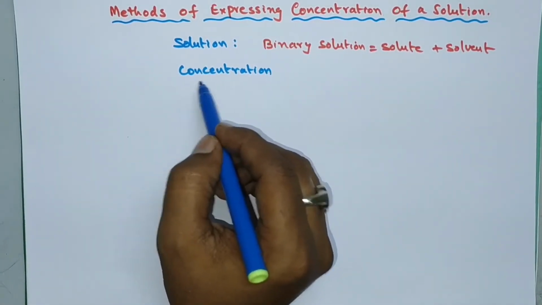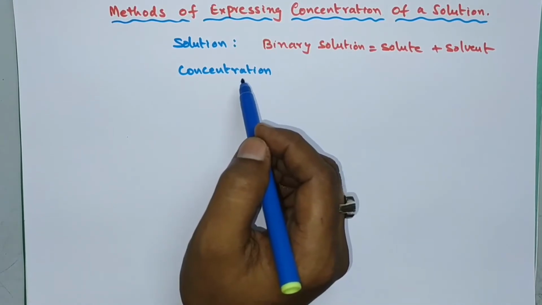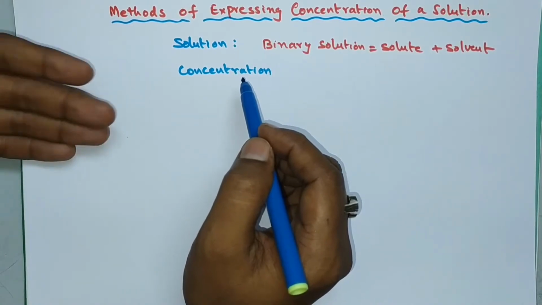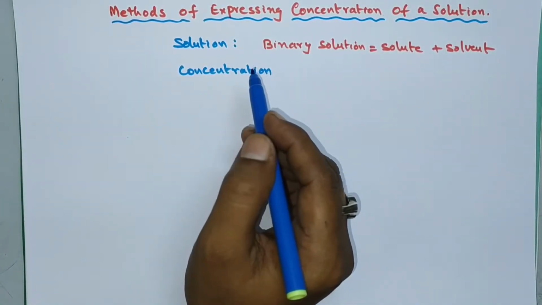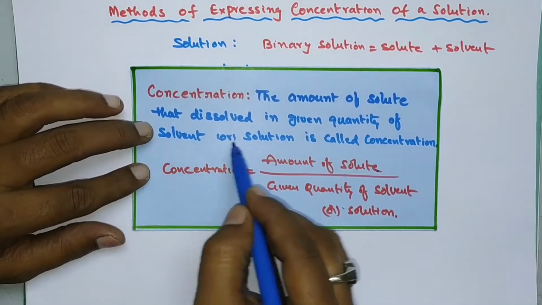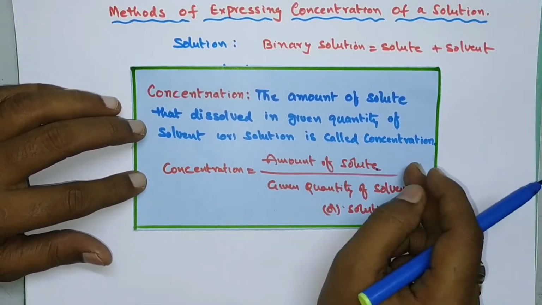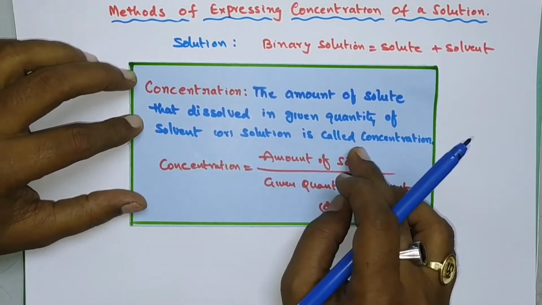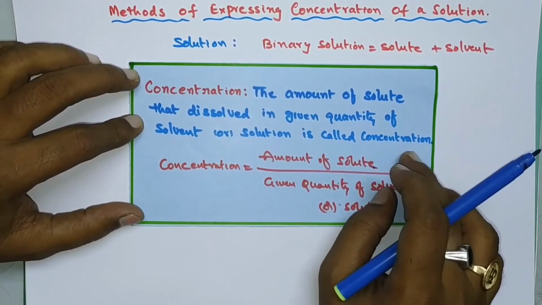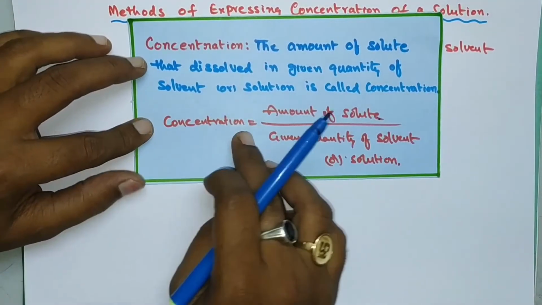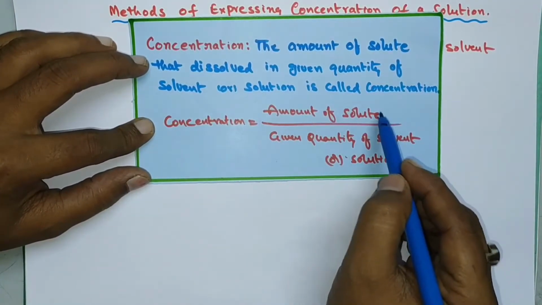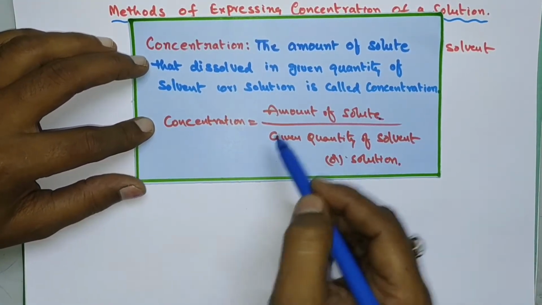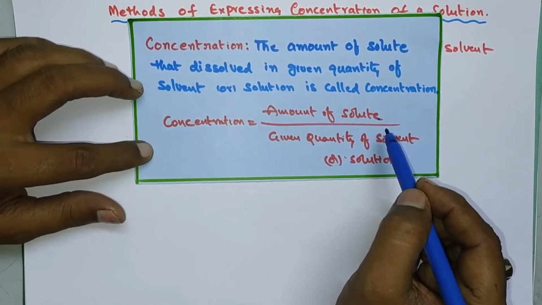And next come to concentration. Concentration can be expressed in different methods. So what is meant by concentration? The amount of solute that is dissolved in a given quantity of solvent or solution is called concentration. This can be expressed as the concentration equal to the amount of solute that is present in a given quantity of solution.